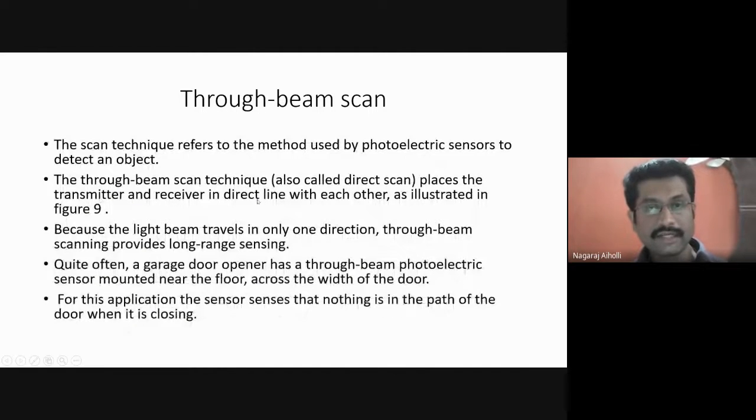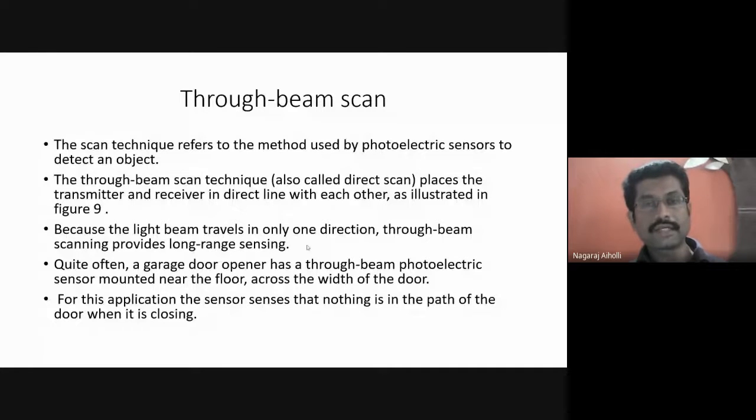The through beam scan technique, also called the direct scan technique, places a transmitter and receiver in direct line with each other as shown in the figure. Because the light beam travels in only one direction, through beam scanning provides long range sensing. The light travels in a single path, a single line, and hence this scanning process is used for long range sensing of the objects.